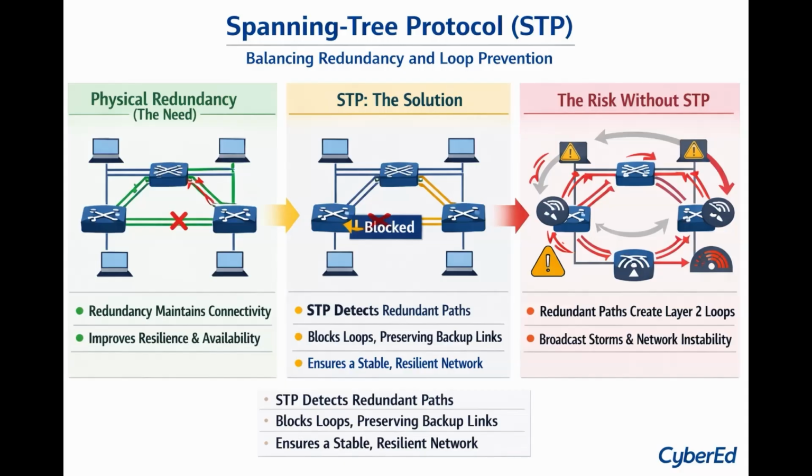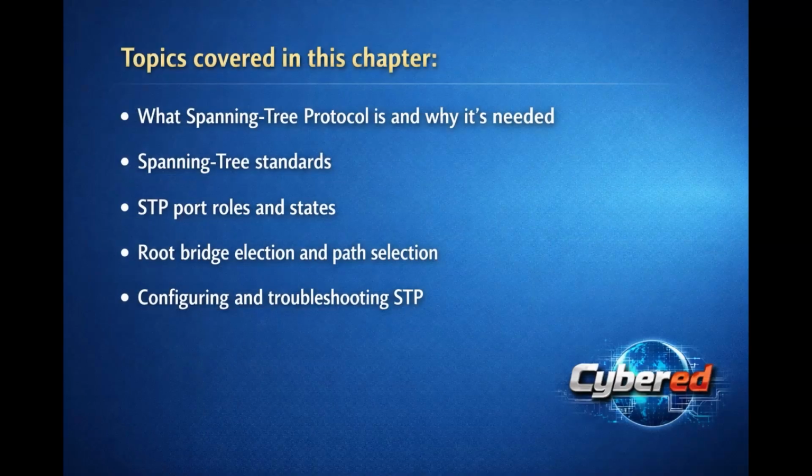link fails. However, redundant paths can introduce layer 2 loops, leading to broadcast storms and network instability. In this chapter, you'll learn how spanning tree protocol prevents these issues by detecting and blocking loops. The topics covered in this chapter: what spanning tree protocol is and why it's needed, spanning tree standards, STP port roles and states, root bridge election and path selection, and configuring and troubleshooting STP.